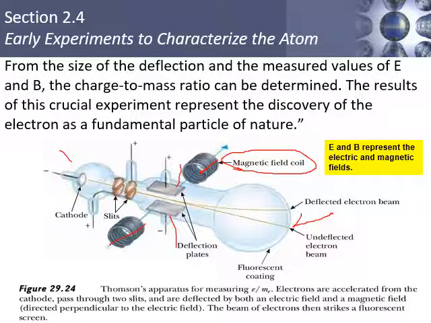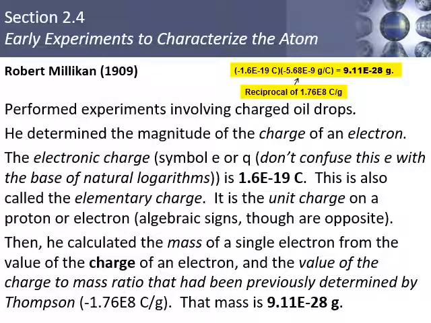And then turn off the magnetic field. And when he turned off the magnetic field, this beam would deflect up like this. And that was what allowed him to determine the ratio of the charge of an electron to the mass of an electron. Next slide. And then Millikan came along.